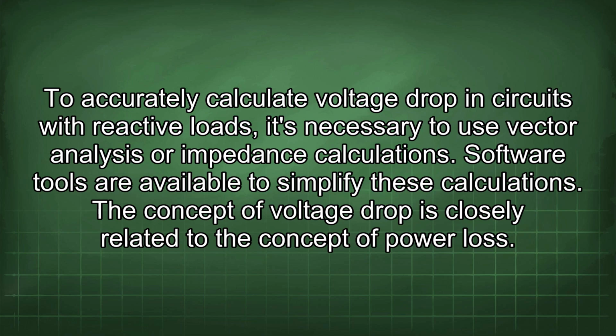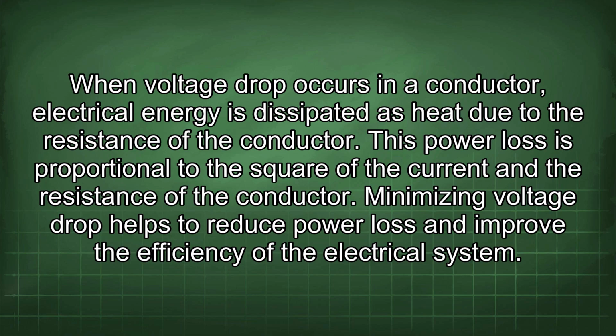The concept of voltage drop is closely related to the concept of power loss. When voltage drop occurs in a conductor, electrical energy is dissipated as heat due to the resistance of the conductor. This power loss is proportional to the square of the current and the resistance of the conductor. Minimizing voltage drop helps to reduce power loss and improve the efficiency of the electrical system.